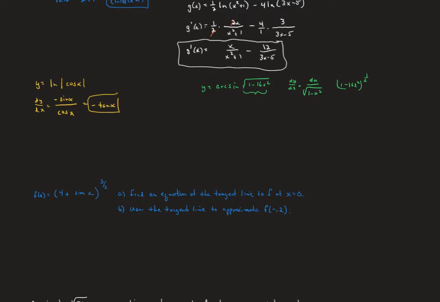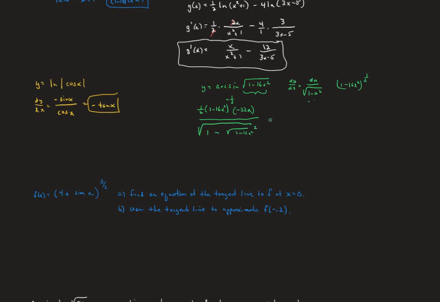So I'm going to go du, that's going to be 1/2 times 1 minus 16x squared to the negative 1/2. Now we've differentiated that square root part. Now we're to the inside, the 1 minus 16x squared, its derivative is a negative 32x. So all of that is the du. Now we're going to have the square root of, and we're going to get our 1 minus u squared. So that's 1 minus the square root of 1 minus 16x squared, squared.